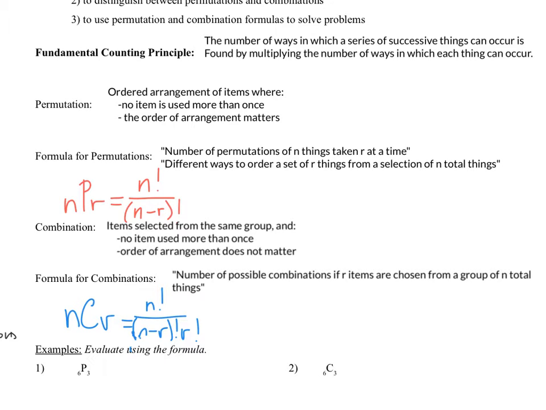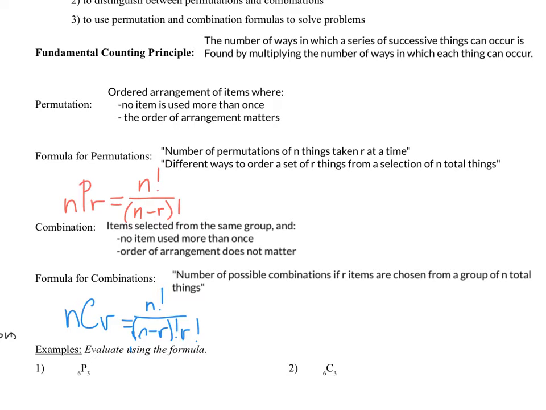The fundamental counting principle tells us that the number of ways in which a series of successive things can occur is found by multiplying the number of ways in which each thing can occur. Okay? So if I want to know how many different ways I can order lunch, and I have a choice of 3 sandwiches, 4 sodas, and 2 sides, I would just simply multiply each of the possible options in each category. So it would be 3 times 4 times 2. We'll look at some examples that should make that a little bit more clear.